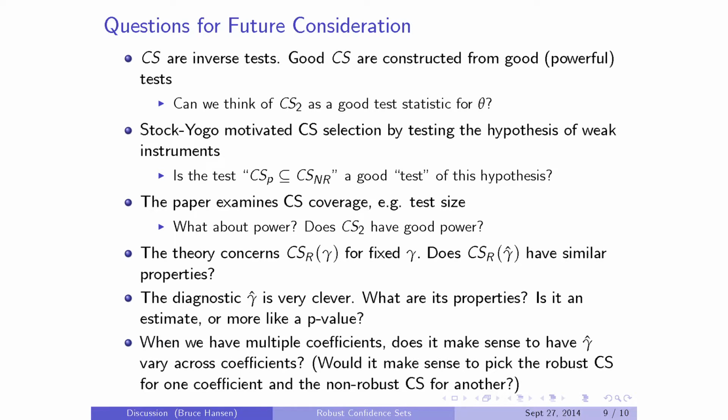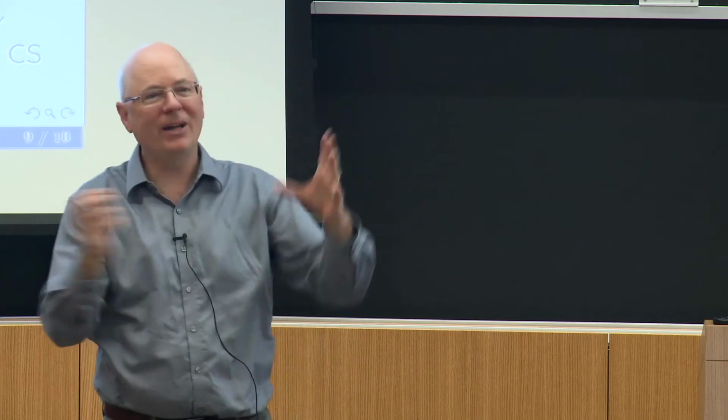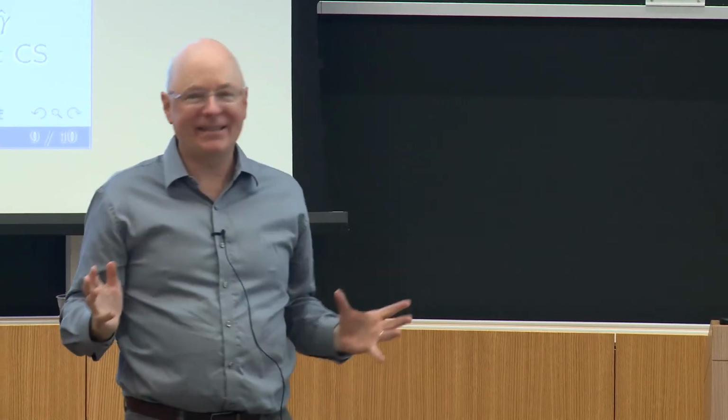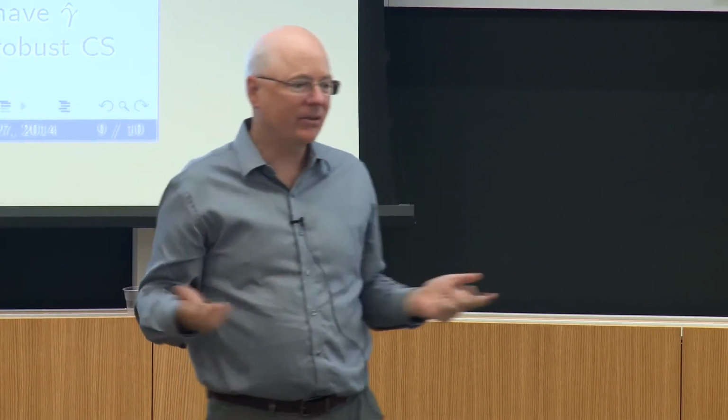This presentation and everything is focused really on the parameter being one-dimensional, but in practice that's not really true. We typically have a large number of coefficients. How do we want to think about that? Do we want to think of gamma hat varying across the coefficients? And if gamma hat varies across coefficients, am I using the non-robust confidence set for the returns to schooling and the robust confidence set for the returns to education? Basically the same thing. Returns to experience, something else. Does that make sense? Or do I want to impose some uniformity in terms of this robust versus non-robust across coefficients?